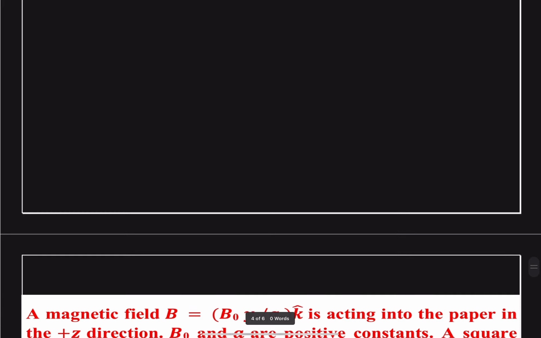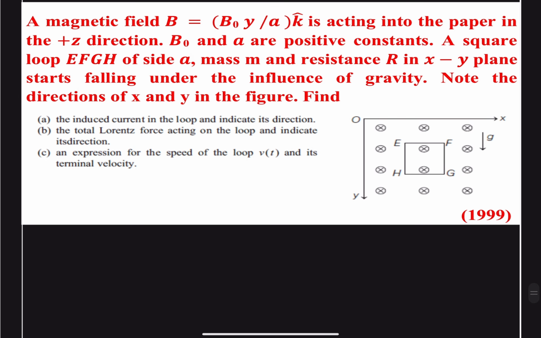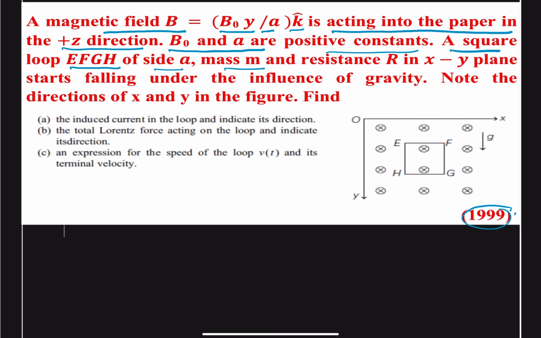Now we come to the second question, which was asked in the year 1999. In this case, the question is, the magnetic field B, which is given as B0 y divided by A k unit vector, is acting into the paper in positive z direction. B0 and A are positive constants. A square loop EFGH of side A, mass m, and resistance R in the xy plane starts falling under the influence of gravity. Note the direction of xy in the figure.